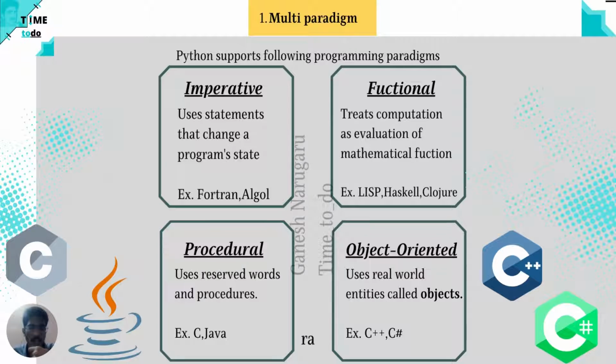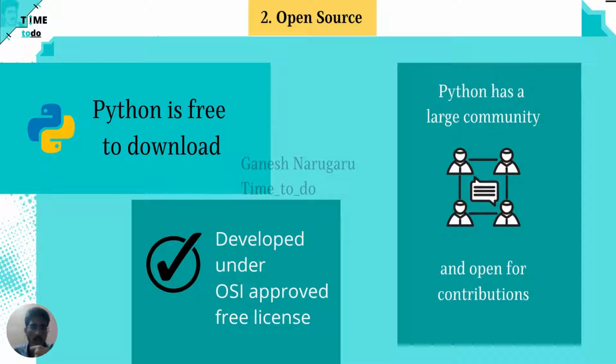And Python is an open source language. Open source means it is free to download. It is free to everyone on the internet. You can go to www.python.org and simply download it freely. Also, Python has a large community and it is open for contributions, which makes it more user friendly.